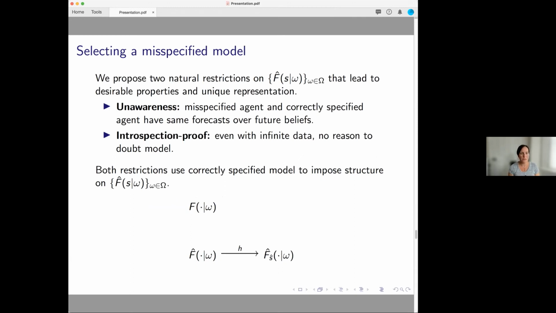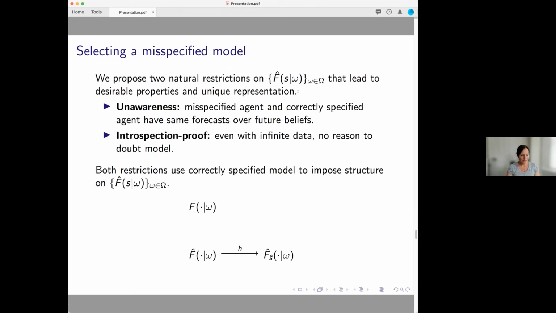We have proposed 2 natural restrictions on the set of misspecified models that can be used to represent a given heuristic. Each of them leads to different desirable properties, as well as a unique representation. So the first is unawareness. Misspecified agents and correctly specified agents have the same forecasts over future beliefs. And so this is natural if you look to the behavioral literature.